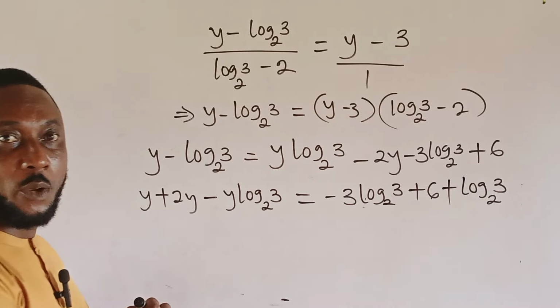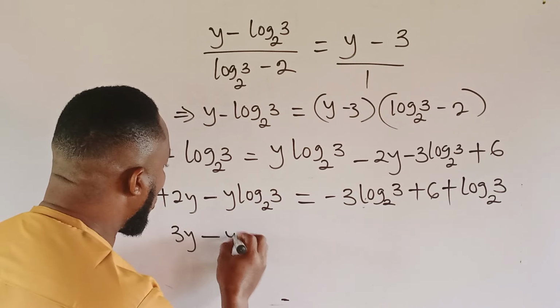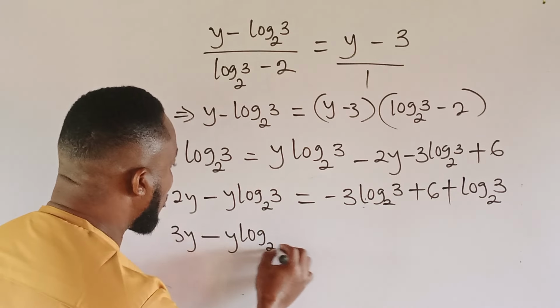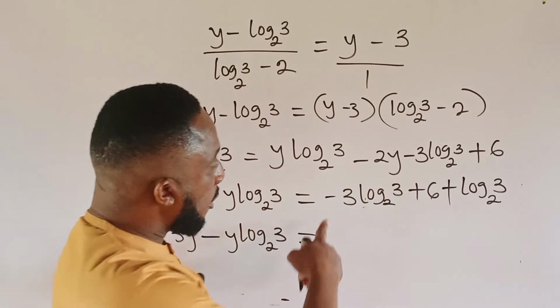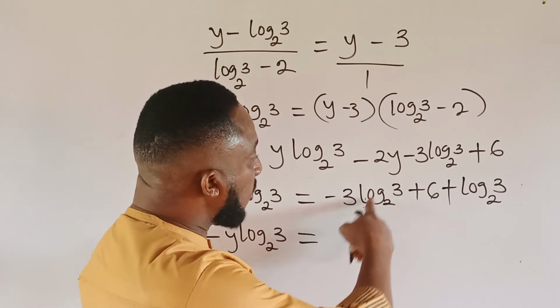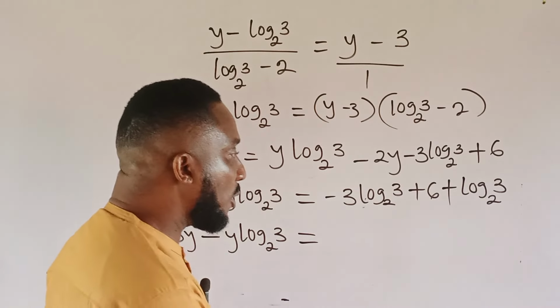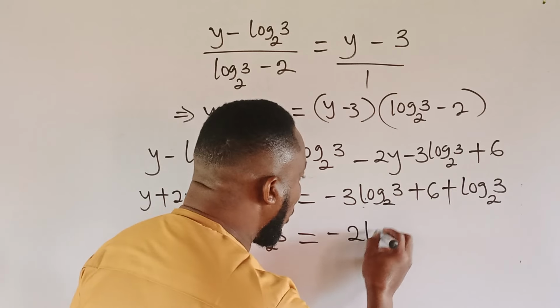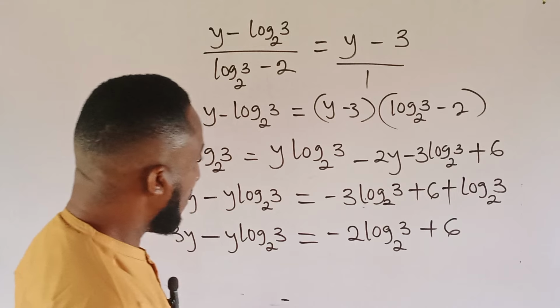y plus 2y, that will give us 3y. So we have 3y minus y log to base 2 of the argument 3 equal to, here, minus 3 log to base 2 of the argument 3 plus log to base 2 of the argument 3. So that's going to give us minus 2 log base 2 of the argument 3, then plus 6.